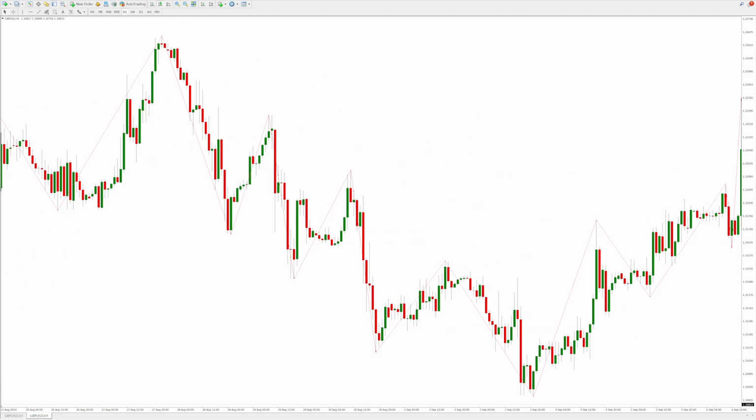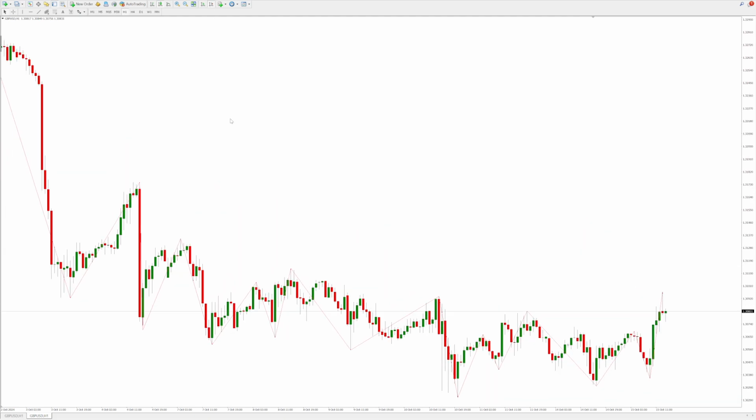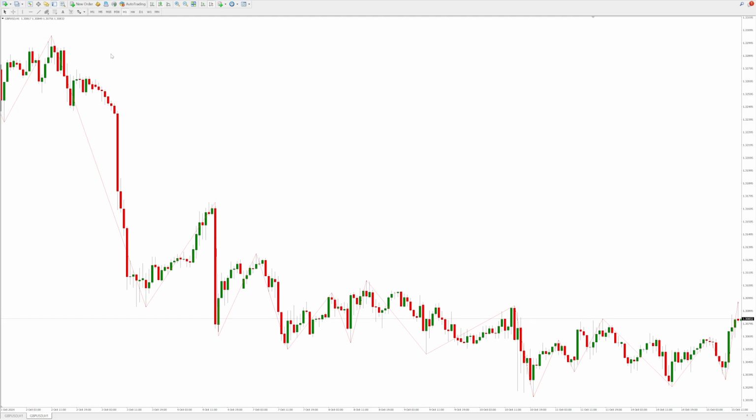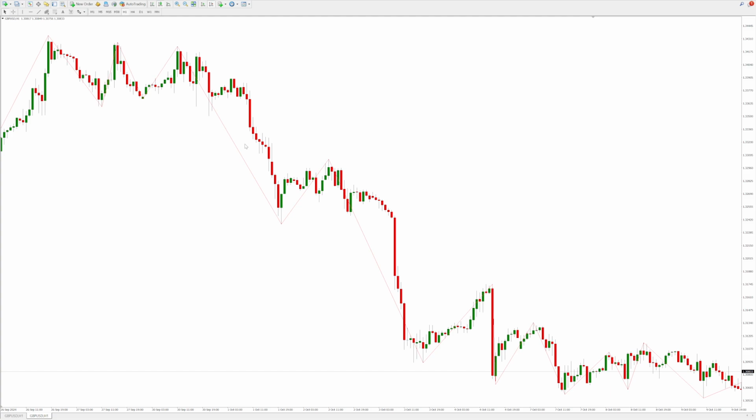So here I have a pound dollar 1 hour chart. This is the MT4 trading platform. I've downloaded the Zig Zag Indicator for free online and added it to the platform. Perhaps you already have the indicator within your charting software. If not, you can probably find the Zig Zag Indicator for free somewhere online.